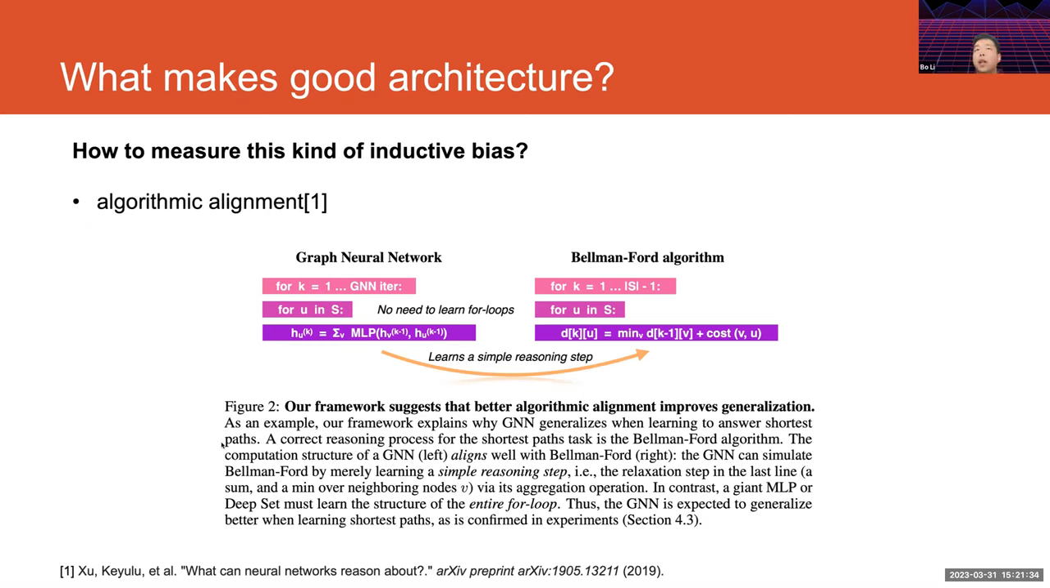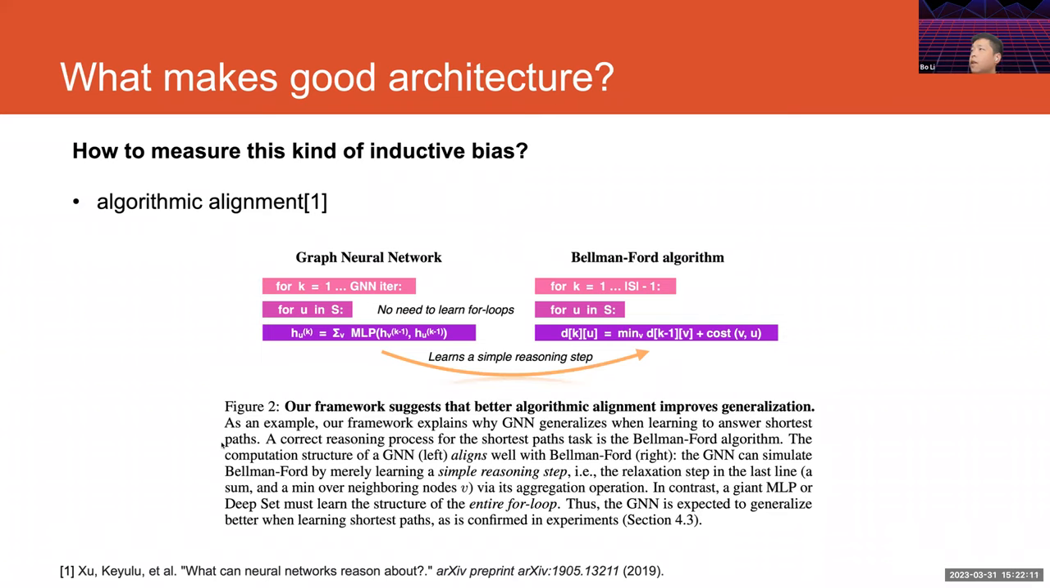Here we find some concrete definitions to describe inductive bias. We found a good explanation and a framework called algorithmic alignment, developed by a famous researcher from MIT, especially in the graph neural network era. He proposes the concept of algorithmic alignment. It mainly concerns how a learning algorithm or a neural network with SGD training would align with its target function.